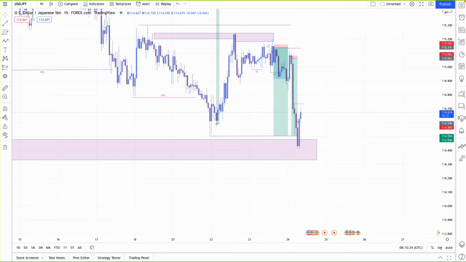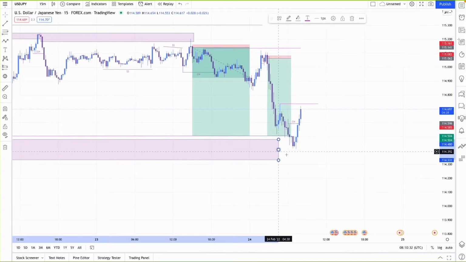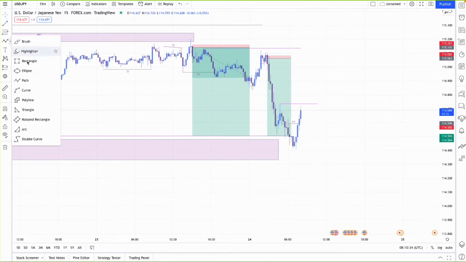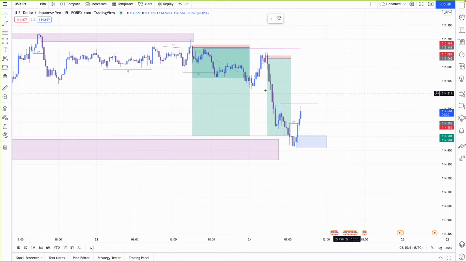If the break of structure on the 15 minute happens, where will your POI be? My POI will be the demand level that caused that break of structure. So simply put, my POI will be here, right?